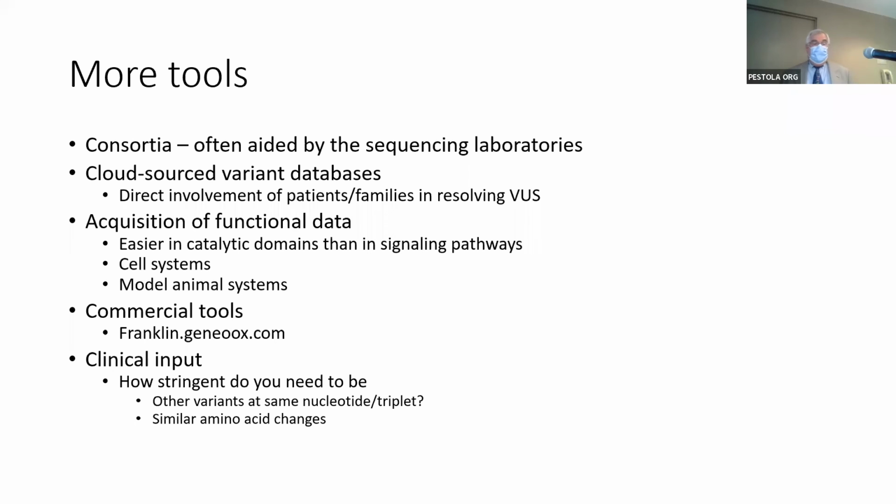Okay. Are there other variants, the same nucleotide, the same triplet, do they cause disease? If it's not the exact same nucleotide and the exact same change, ACMG downgrades it.